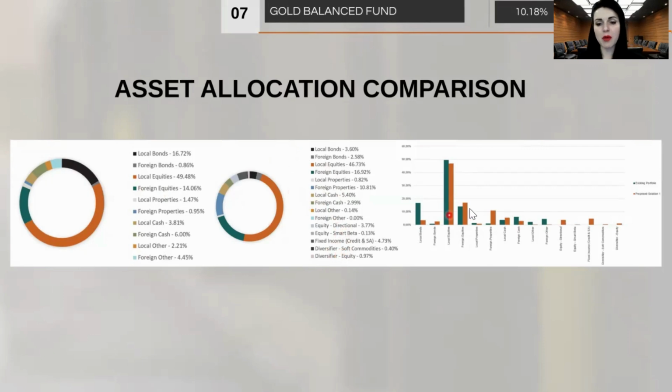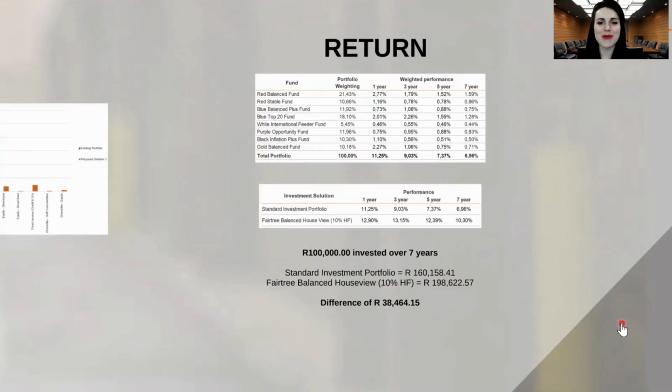You will see the green bars represent the asset allocation of the standard portfolio, and the orange bars, of course, represent the spread of asset classes when it comes to Fairtree. Once again, you will see here there would be directional equities and our diversifiers, of course, which the standard portfolio does not have. And without repeating myself, but just driving the point home, this will give you the competitive advantage and those specialized shoes to run with.